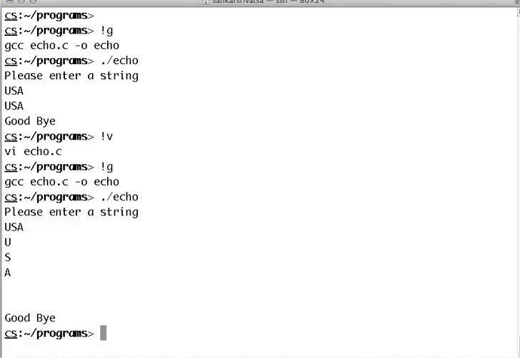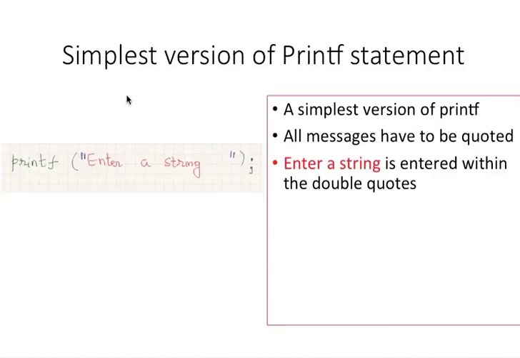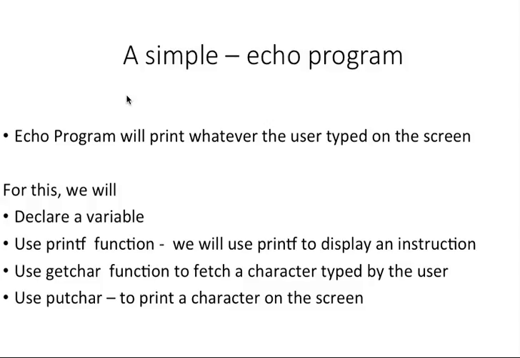So in this video, what we talked and what we learned is we did an echo program. We declared a variable called ch. We used printf functions to display the instruction for us, and we used getchar and putchar. Okay, very simple.